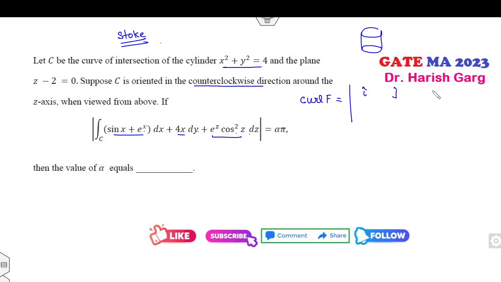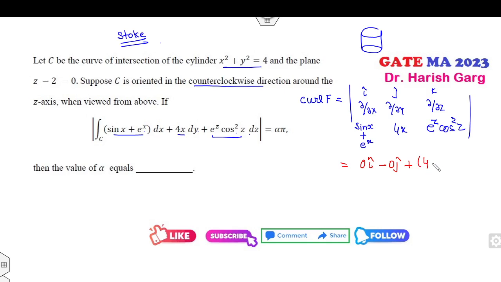i, j, k. Partial derivative with respect to x, y, z. So first part is sin x plus e raised to power x, 4x, e raised to power z cos square z. So firstly 0, 0. Second part is 0, 0. Third part is 4, 0. It is k cap. So the curl is 4 k cap.